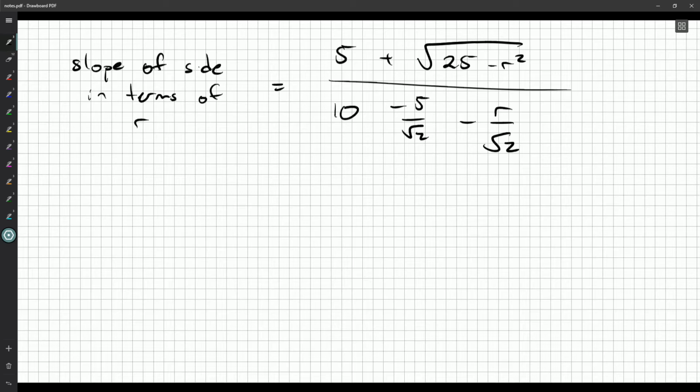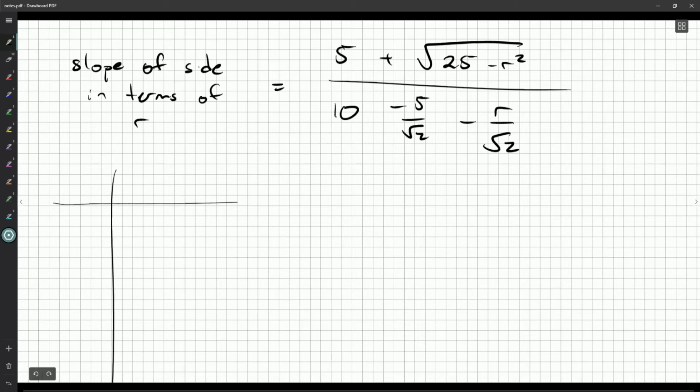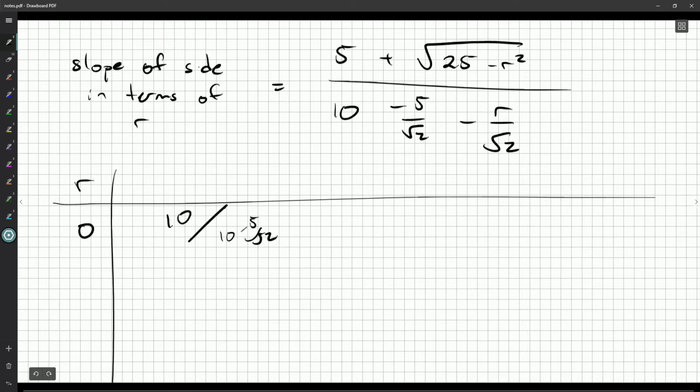So if I wanted to make this as big as possible, what would I do? Well, I'm not entirely sure. Let's get some sample r values. If r were 0, what sort of slope am I looking at? Well, it'll be 10 over 10 minus 5 root 2. I'm just going to grab my calculator so I can do this fairly easy. 10 divided by 10 minus 5 divided by square root of 2. That's about 1.546 something or other. Okay.